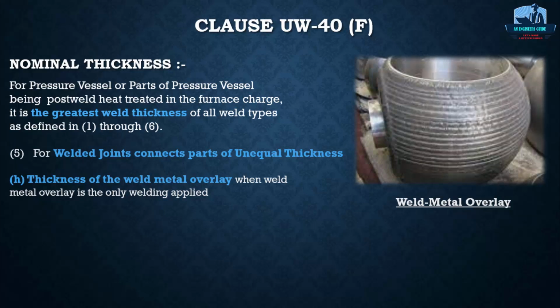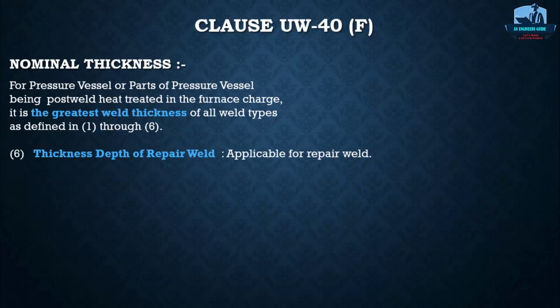Now let's learn about point number 6. Point number 6 is related to the thickness of the repair weld. When we have to repair any weld, the nominal thickness will be the depth of the repair weld. So this is all about clause UW-40(f).